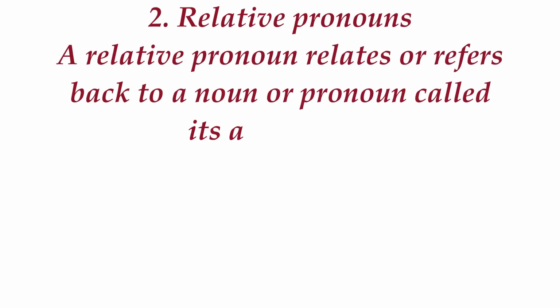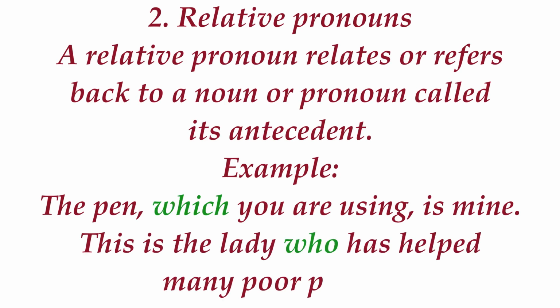The second type is relative pronouns. A relative pronoun relates or refers back to a noun or pronoun called its antecedent. Example, the pen which you are using is mine. So you are referring back to a noun, that is the pen. So which is the relative pronoun. Similarly, there is another example. This is the lady who has helped many poor people. So you're referring back to the noun lady.